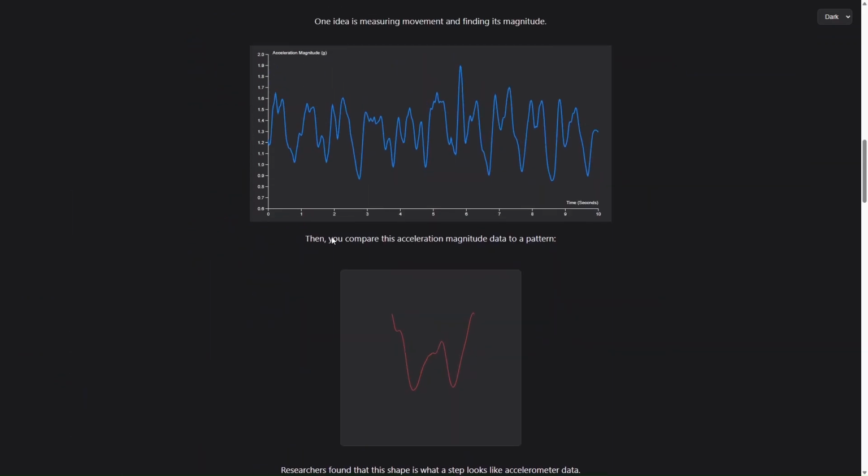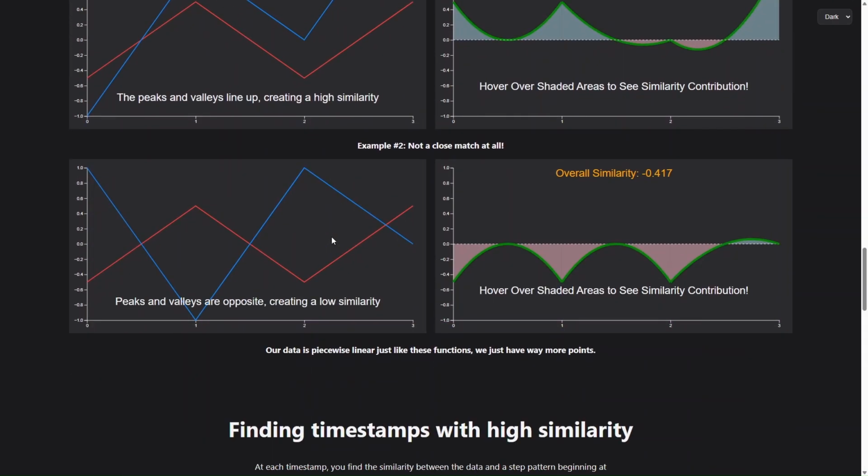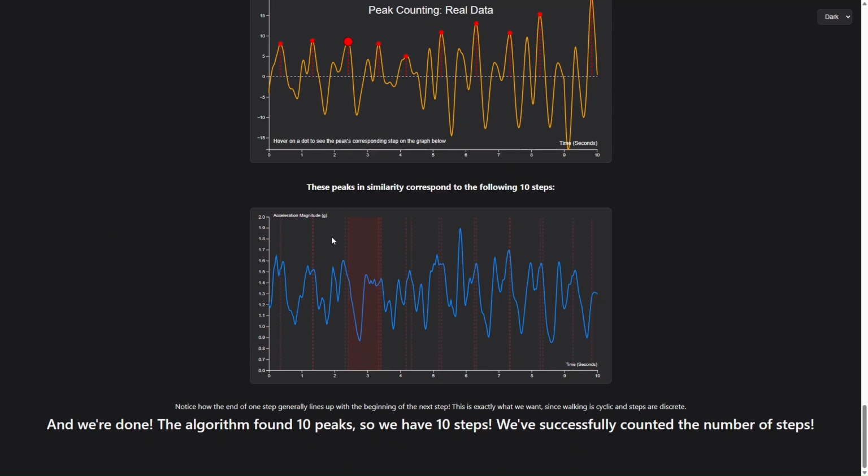If you get one takeaway from our project, it should be that step counting really can be as easy as saying, does this look like a step or not? The hard part is turning that intuition into something that a computer can do, and that applies to many things in data science, not just step counting.